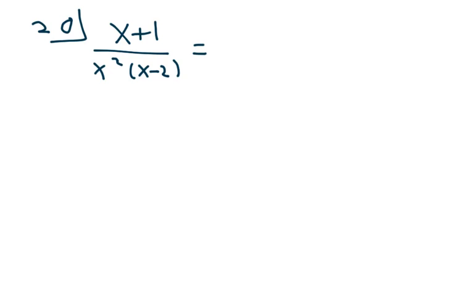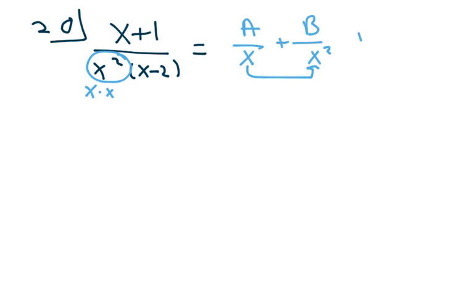This has repeated linear because I can write this as x times x. So we have a over x plus b over x squared, because this part's included in that when you're doing your LCD, plus c over x minus 2. Okay? Now, what we're going to do is clear the fractions by multiplying each piece by the LCD.